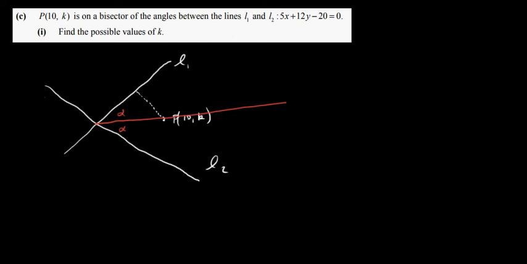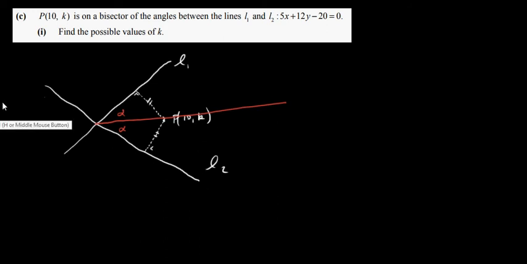In other words, the distance from P to L2, this distance here, is also going to be the same as this distance here. These two distances are the same. So that's it, and we've got to find possible values for k here.